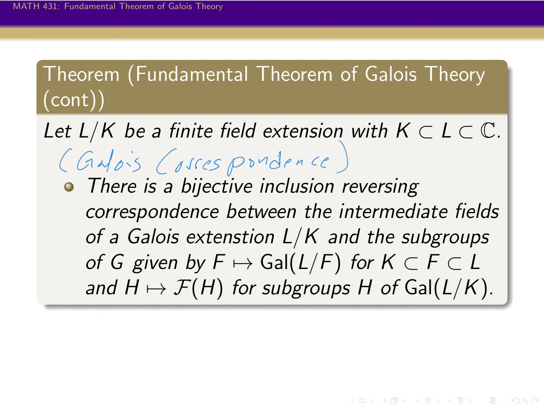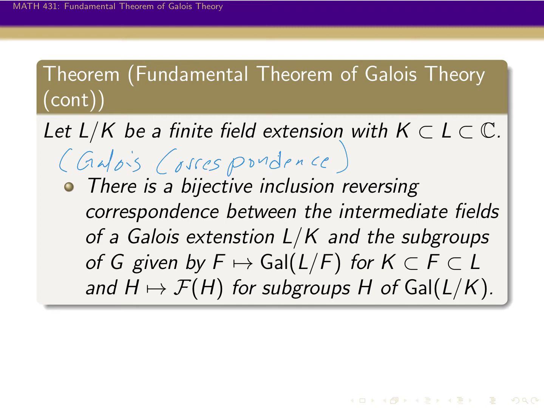And what the Galois correspondence says is that there is a bijective inclusion reversing correspondence between the intermediate fields of a Galois extension L over K and the subgroups of G, given by, if you have a field F, that gets mapped to the Galois group of L over F. And if you have a subgroup H of the Galois group of L over K, that gets mapped to the fixed field of H. And so the bijective means that for each subgroup, there's exactly one corresponding subfield, and for each subfield, there's exactly one corresponding subgroup.